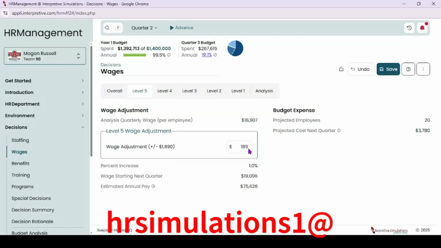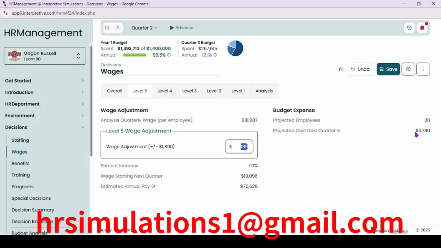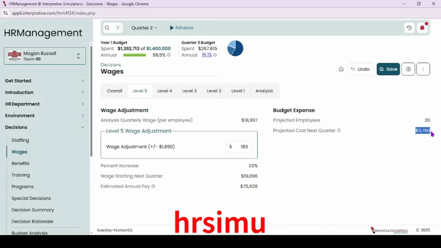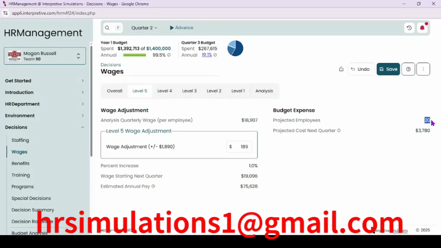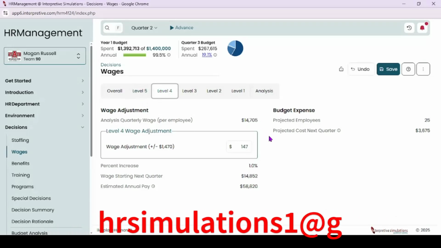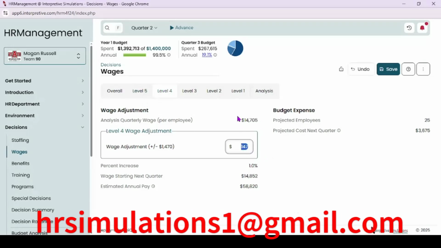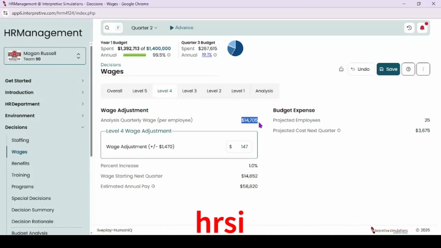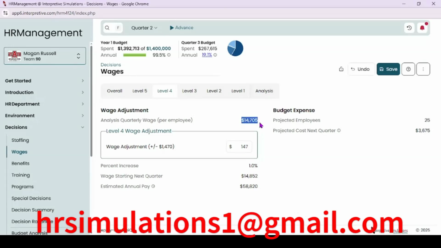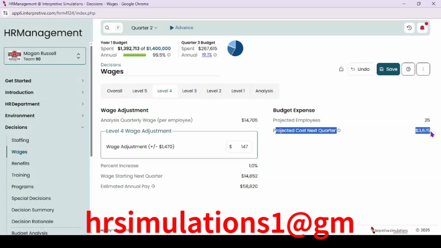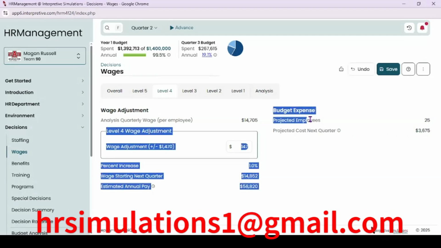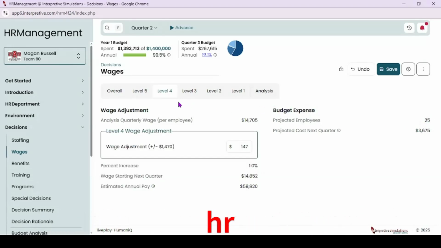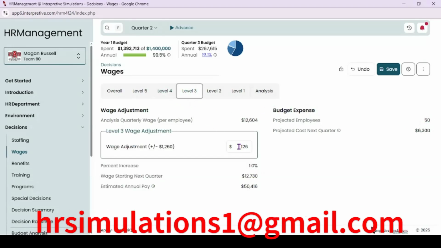Where is this 189 coming from? You can see that 3780 is the value, and then we have 20 employees, so it's 189. That's for level 5. Level 4, it will be 147. Remember, the analysis quarterly wage is 14705, and the projected cost next quarter is 3675, and you can see the projected employees are actually at 25. So we have only increased by 1%, and this is the effect.